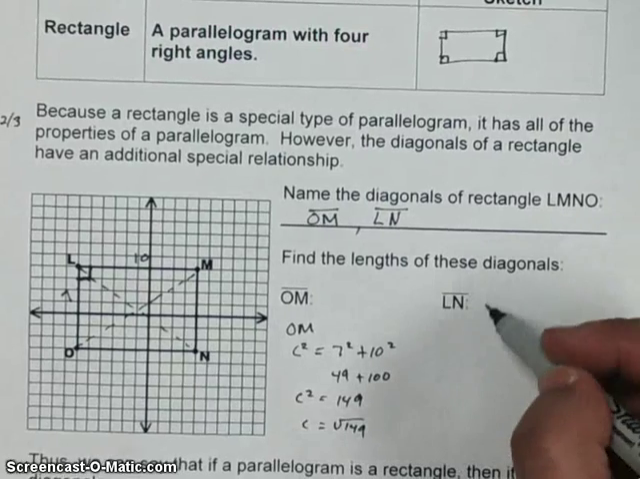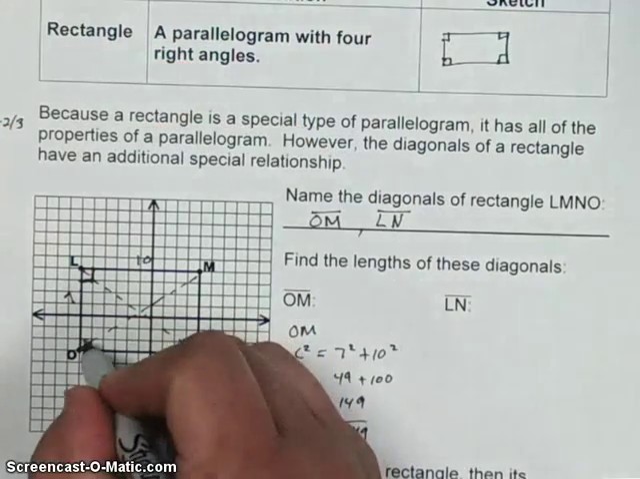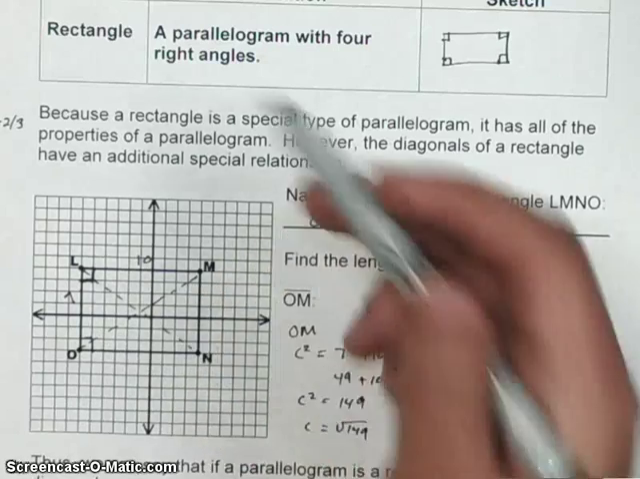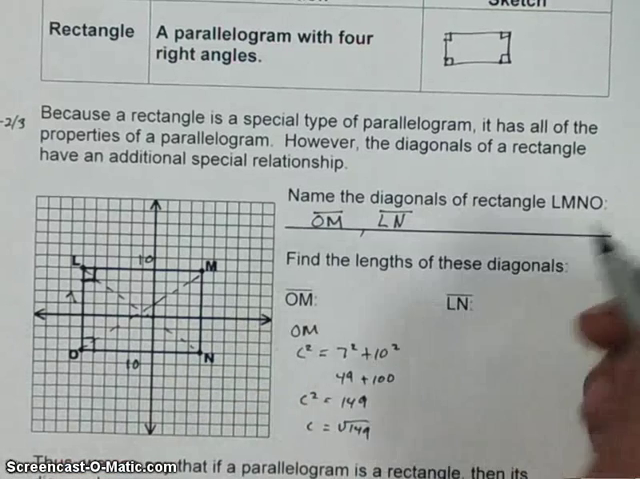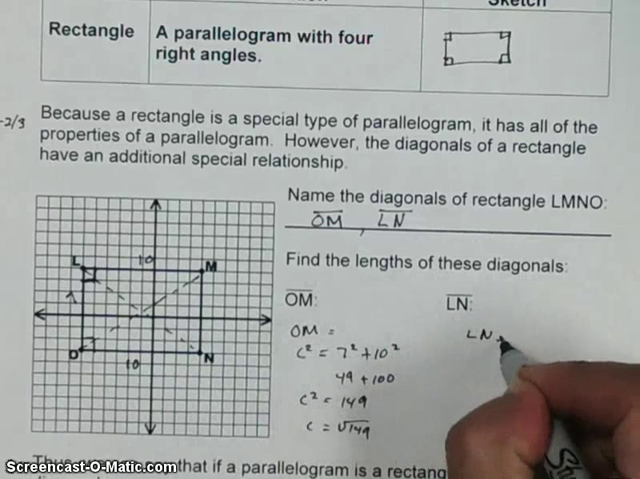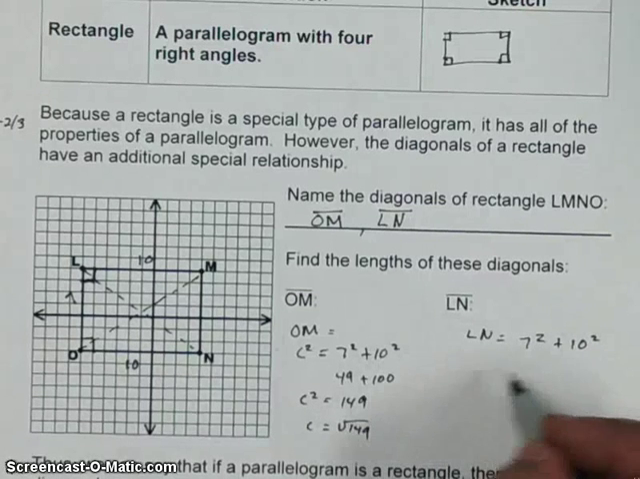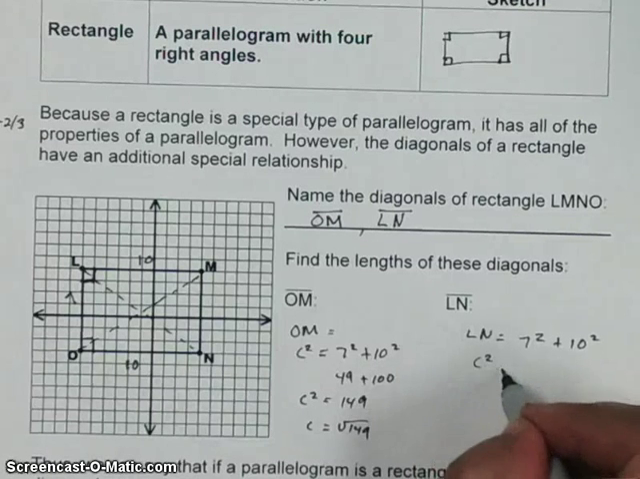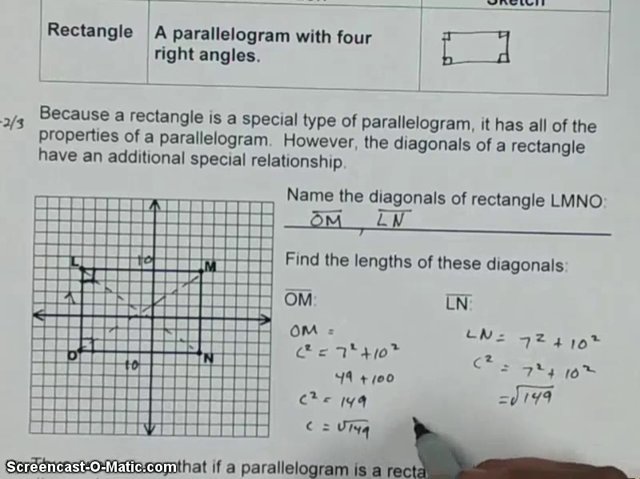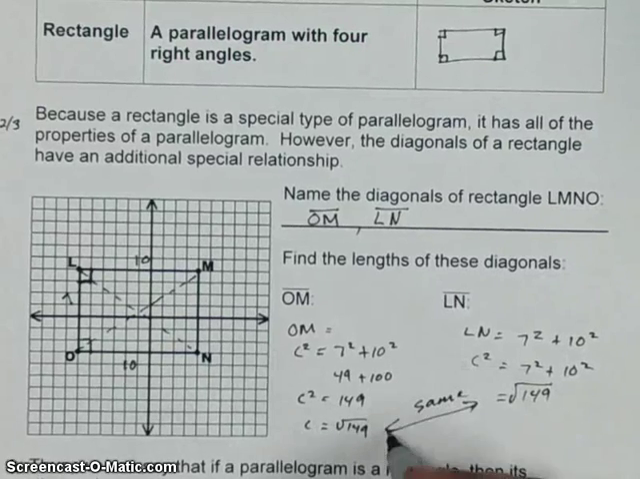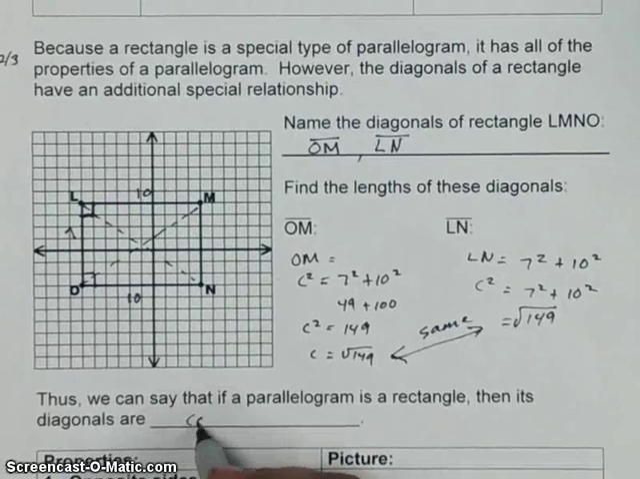Okay. Now, let's do the same thing with LN. So if I ignore this side, and I have this bottom right triangle, we already talked about this length being 7. Because it is a rectangle, this one right here is going to have a length of 10. All right, so LN is going to equal 7 squared plus 10 squared. Okay, notice that that's the same equation as our c squared. Since these are the same, that's the new property: if the parallelogram is a rectangle, then its diagonals are congruent.